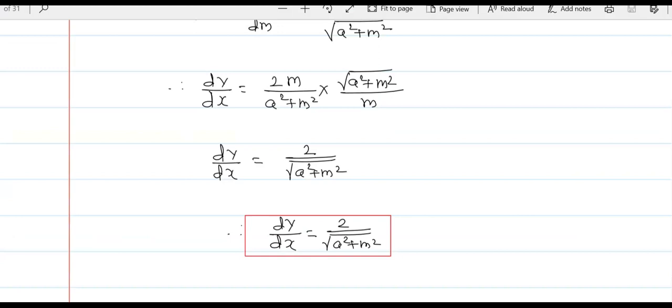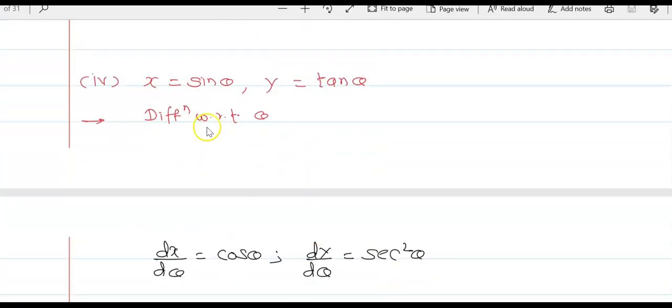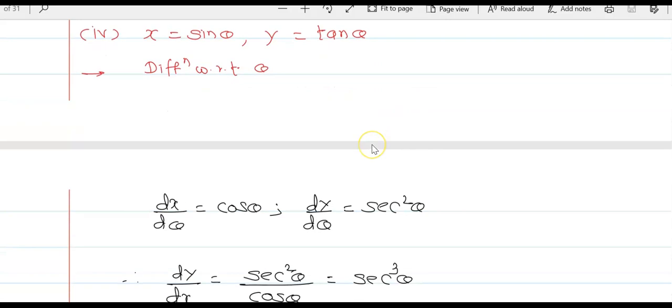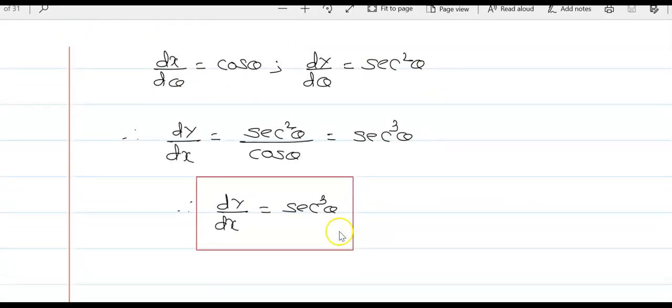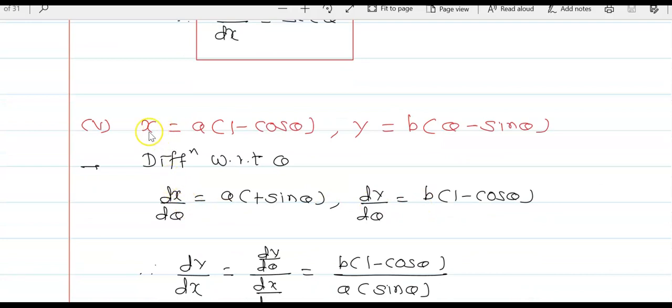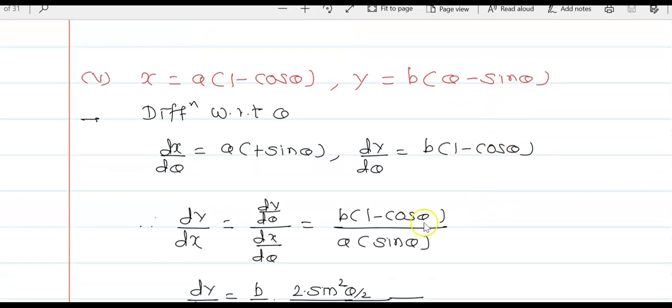See this again here, these two examples. The last example was x is equal to sin theta, y is equal to tan theta, their derivatives, and the answer. Now in this example, dx/d theta is a, derivative of 1 is 0, derivative of cos theta is minus sin theta, this minus minus becomes plus, a sin theta, and dy/d theta is b, derivative of theta is 1, derivative of sin theta is cos theta.